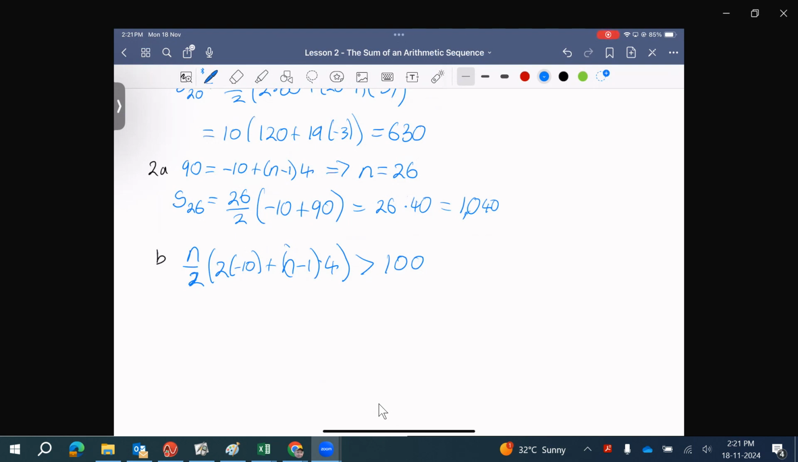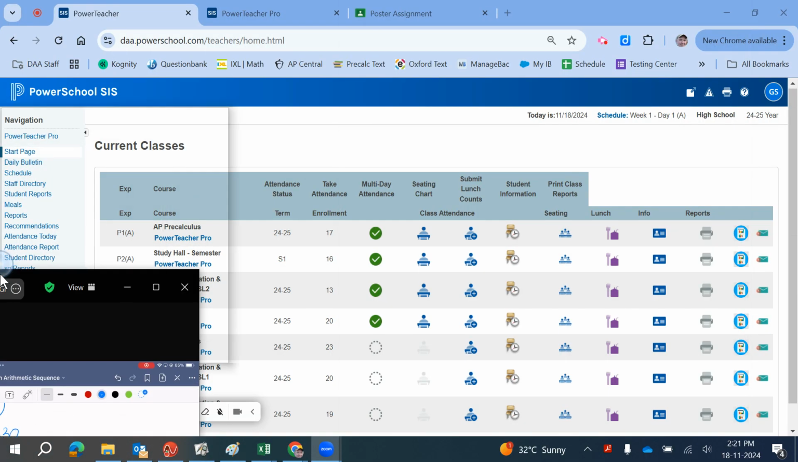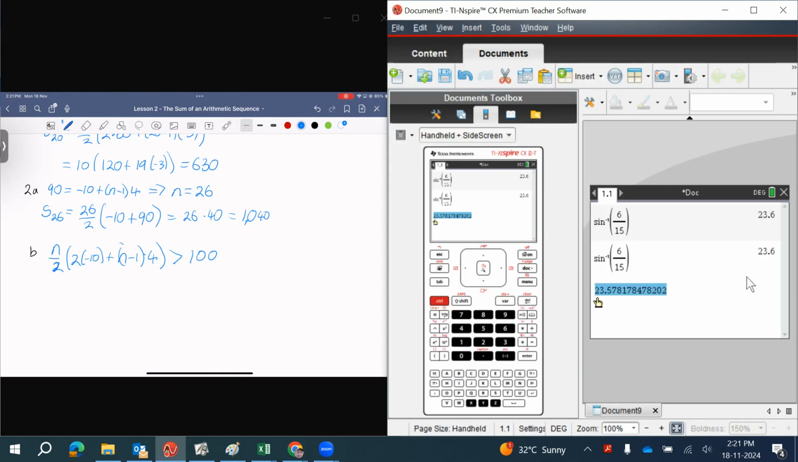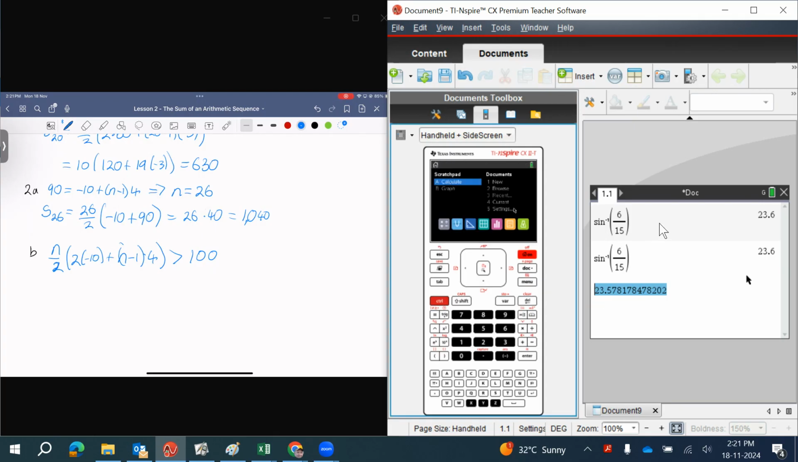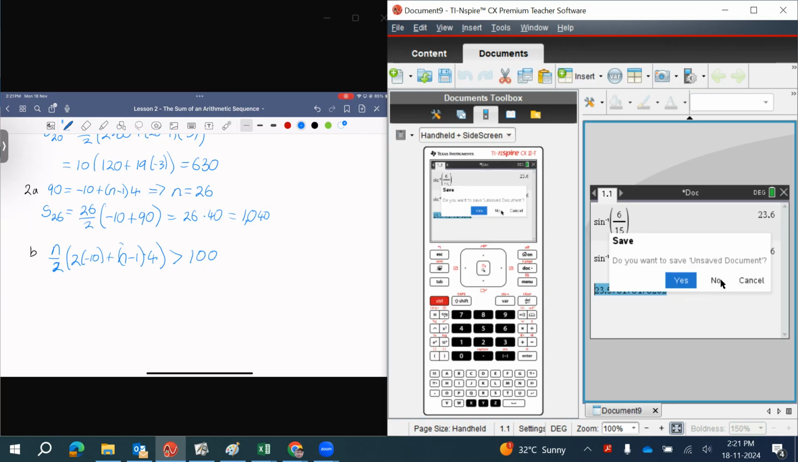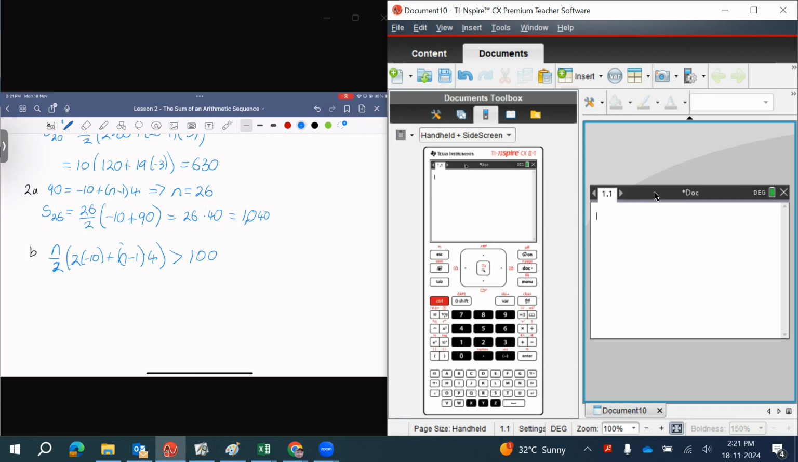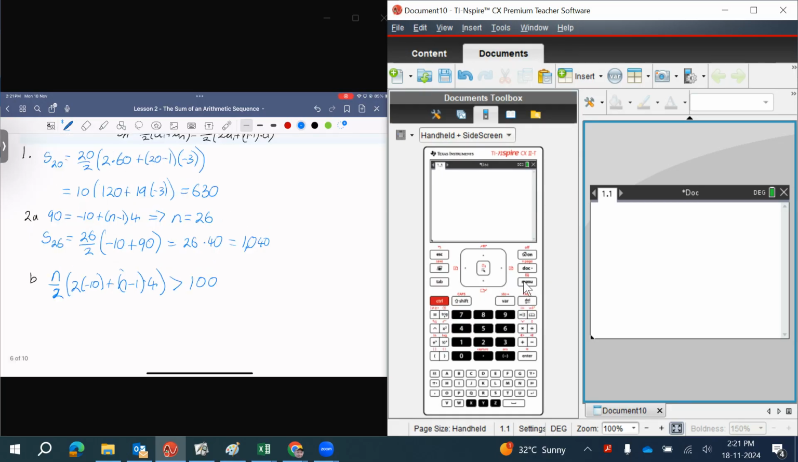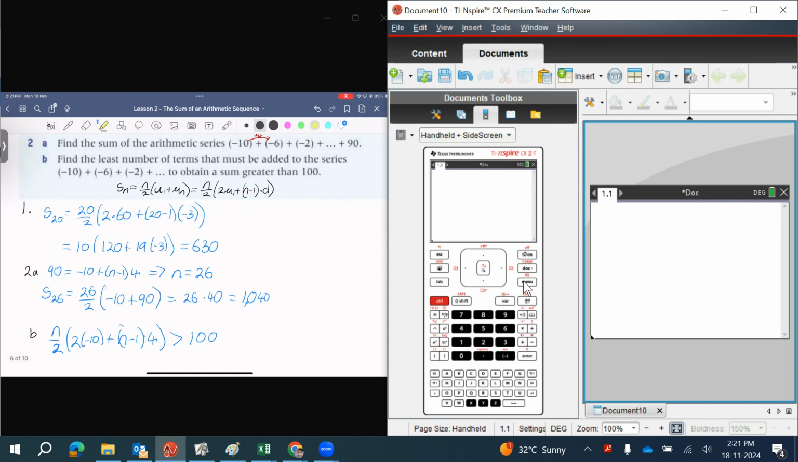So what do we make the equation equal to? 100. Why 100? Because it says in the question, it wants the sum to be greater than 100.